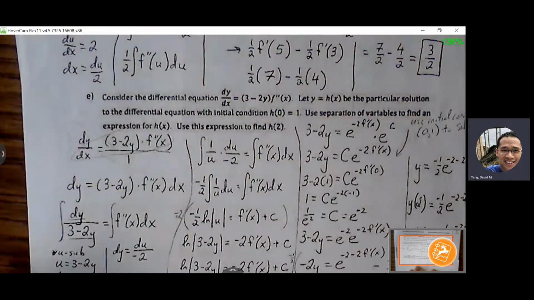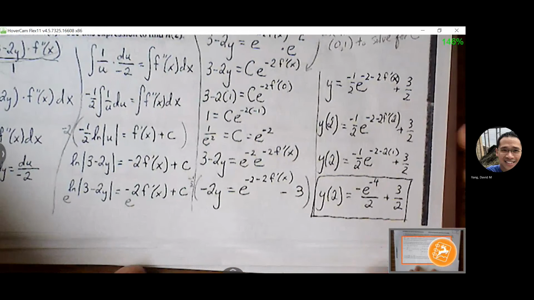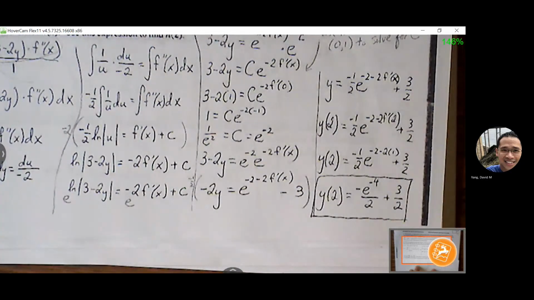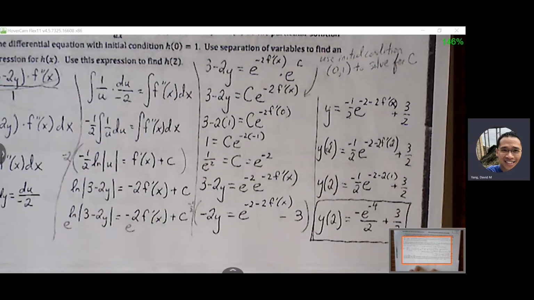Okay, let me just show the key here. If I solve for c, it ends up being 1 over e squared. Once I solve for c, I plug it back in. I solve for y. Once I solve for y, the direction says use your solution to find y of 2. So my final order of business is to plug in 2 for x, to get it down to a number.